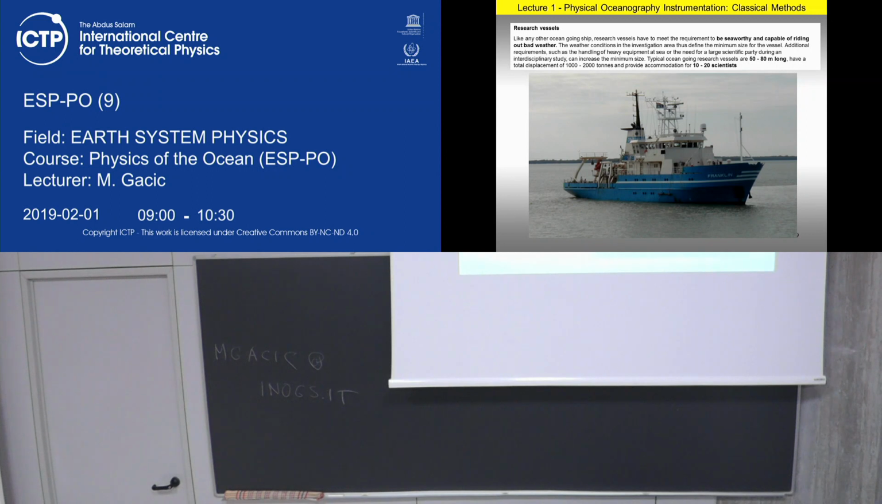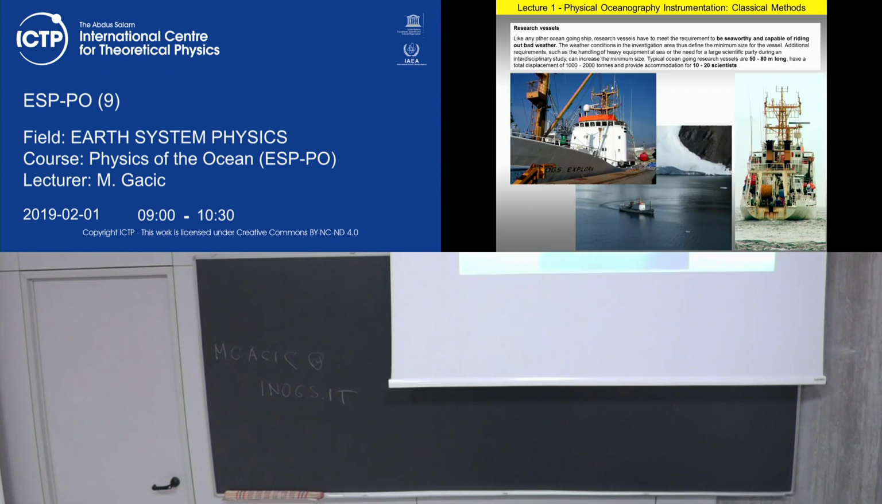So a typical ocean-going research vessel is 50 to 80 meters long, and it accommodates 10 to 20 scientists, this large number of scientists due to the interdisciplinary studies. And then obviously you work 24 hours, so that means the whole day long. So you also have to have shifts. So this is the research vessel.